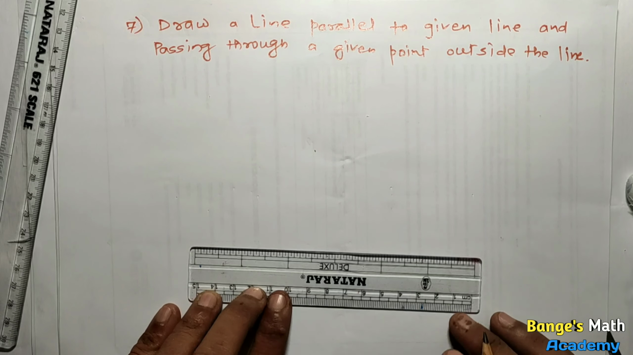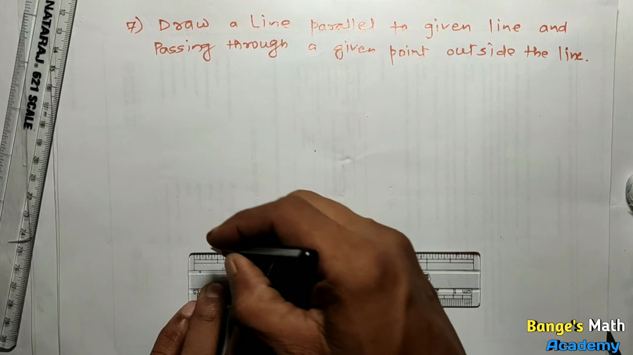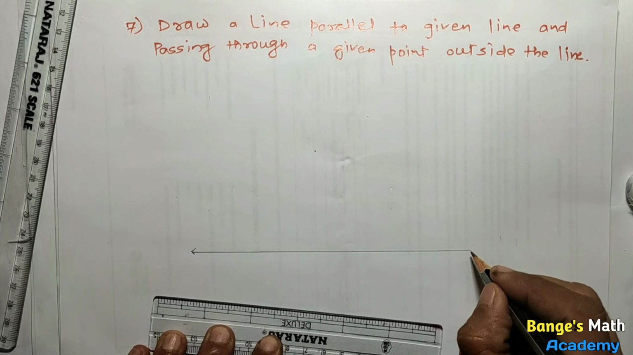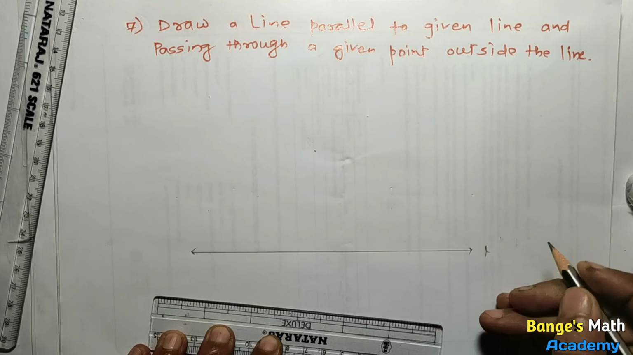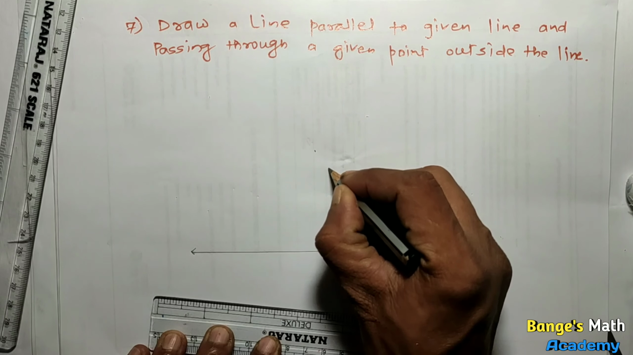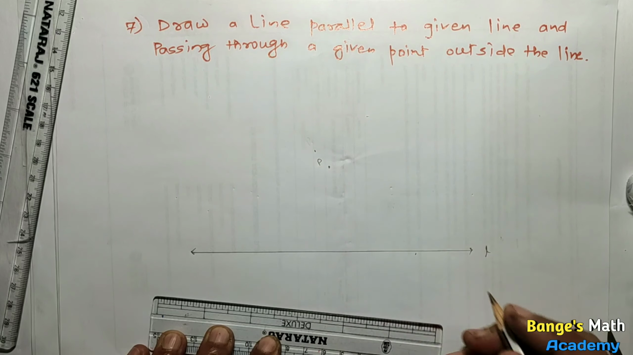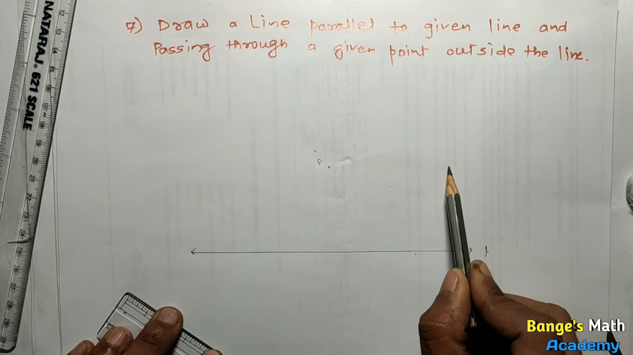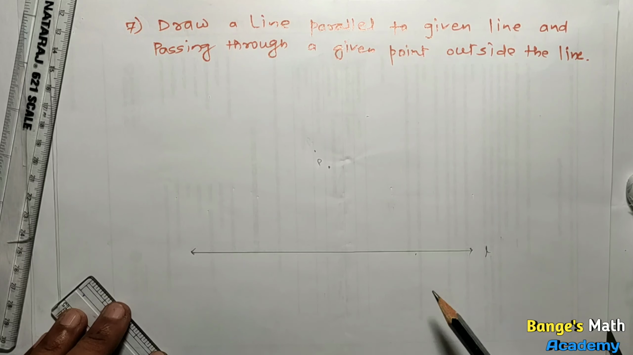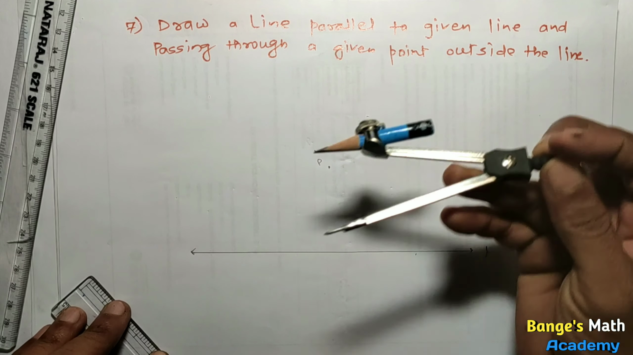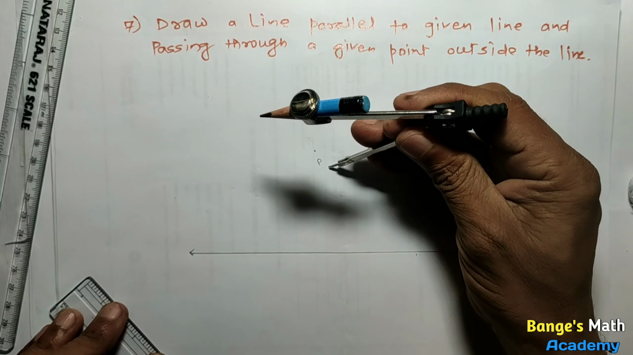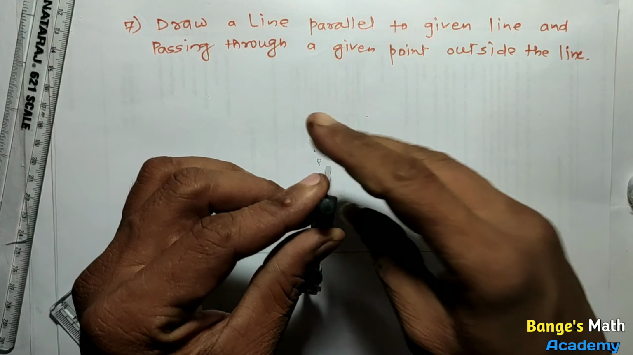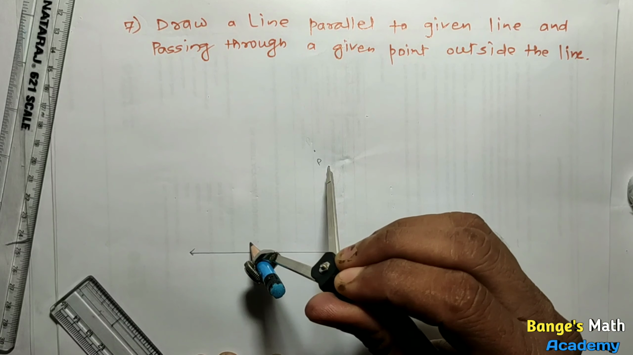Draw a line parallel to a given line and passing through a given point outside the line. Draw a line and name it line L. Take any point P which lies outside the line. Then we have to draw a line passing through P and parallel to line L. So with the help of compass, take suitable distance in your compass and draw two intersecting arcs to line L.